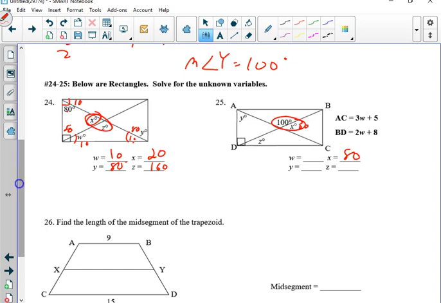Well, if this is 80, and this is 80, and this is 100, based on vertical angles. Now, AC is right here, BD is right here. Diagonals are congruent, so we can say that these equal each other. If we subtract 2W, we get W. If we subtract 5, we get 3. So W is 3.